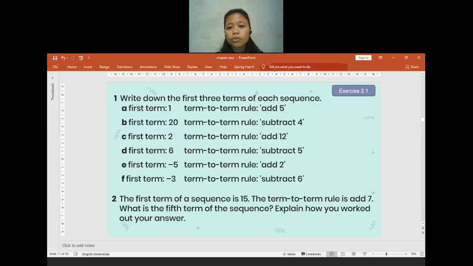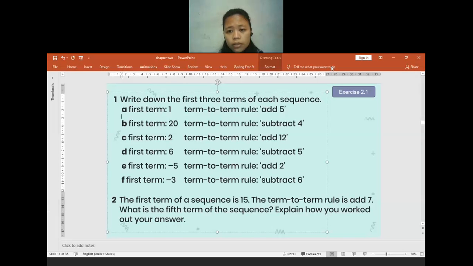The first thing we have to do is to write down the first term first. So what number do we have to write first?